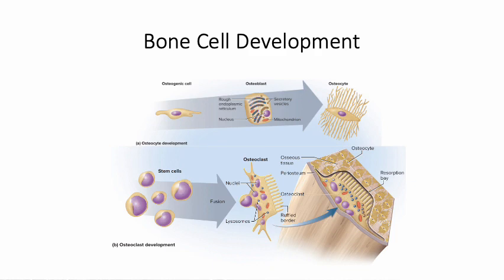So here's just a little graphic of how bone cells develop. Everything starts as an osteogenic cell, and then it differentiates either into an osteoblast or an osteoclast. An osteoblast that gets stuck in the bony matrix as it's building bone becomes an osteocyte. If you're an osteoclast, you stay an osteoclast. So it's osteogenic cell, then either clast or blast, and then a stuck blast becomes an osteocyte.